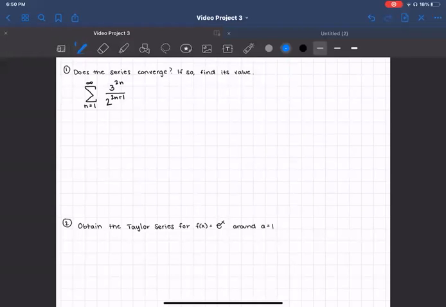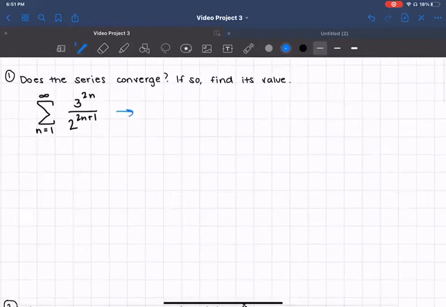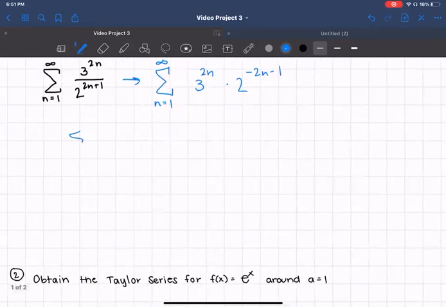So for number one, we have to determine whether the series converges or not, and if so, to find its value. So this can be rewritten as follows: the sum from n equals 1 to infinity of 3^(2n) times 2^(-2n-1). And if we simplify this, it will still be the sum from n equals 1 of 9^n times 2^(-2n) all over 2.